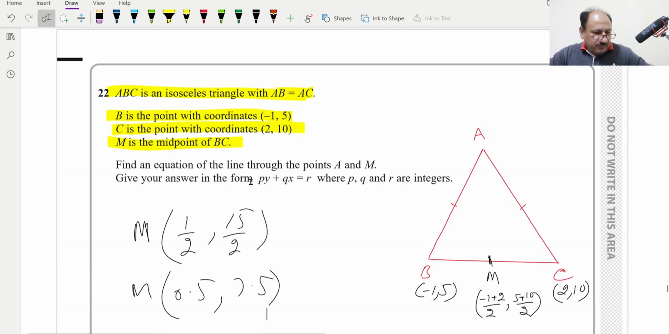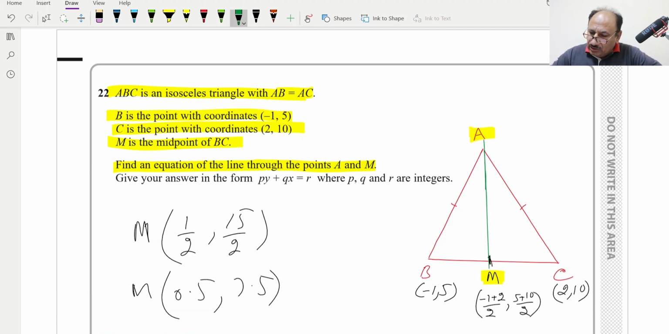Now after that, what we have to do, we have to find an equation of the line through the point A and M. So through this point A and M, and give your answer. So what will be that line? That line will be like this one. So this will be the line which is passing through these two points.